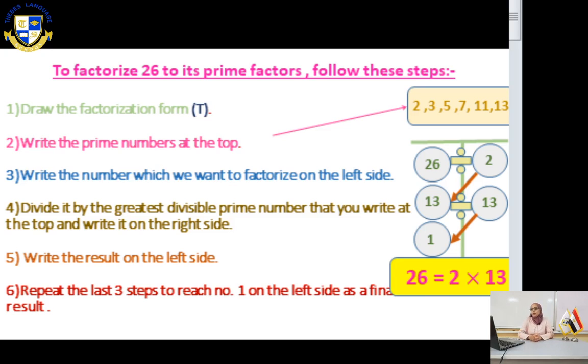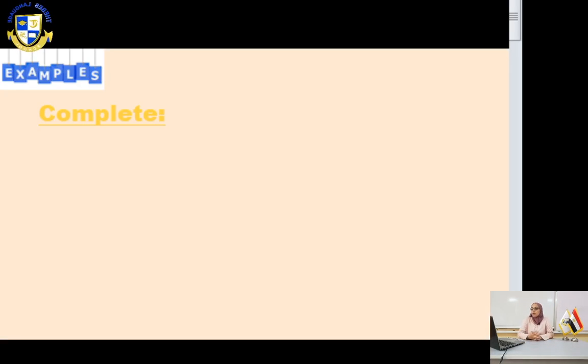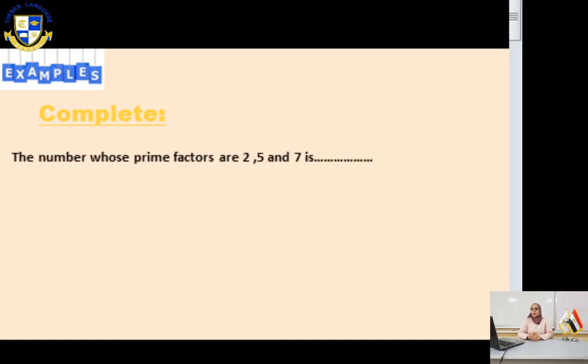Okay, now we have an exercise. Complete: the number whose prime factors are 2, 5, and 7. How do we get the number of which these are the factors? We must multiply them together. 2 times 5 times 7. 2 times 5 equals 10, 10 times 7 equals 70. So the number is 70.